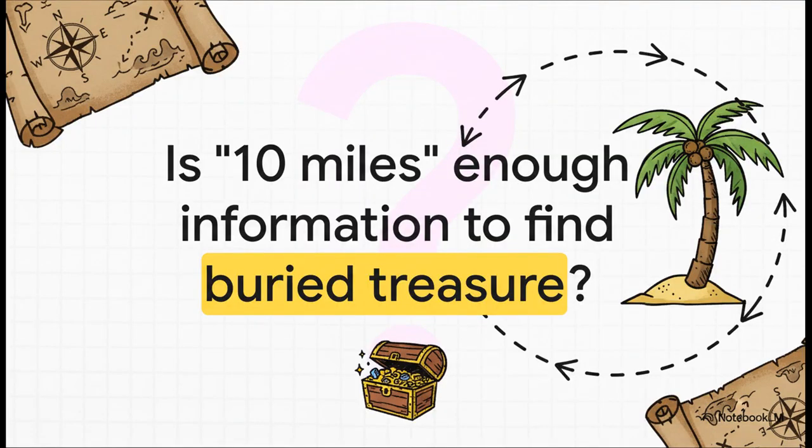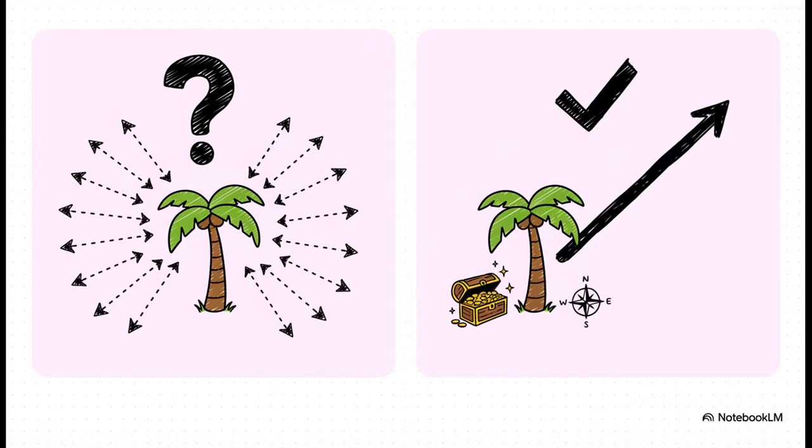Okay, let's start with a really simple question. Imagine you find an old pirate map, and it says the treasure is buried 10 miles from the big palm tree. Is that actually enough information for you to grab a shovel and start digging? I mean, think about it. You could walk 10 miles in any direction, north, south, in a circle, and you'd probably just end up completely lost. And that right there is the whole problem, isn't it?